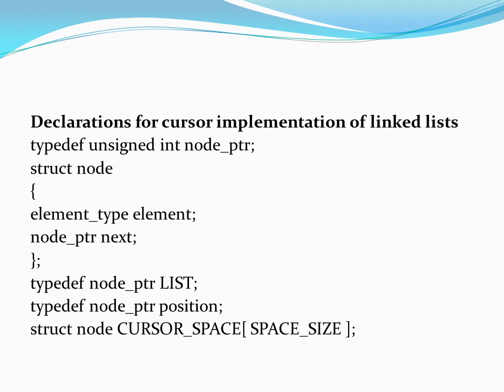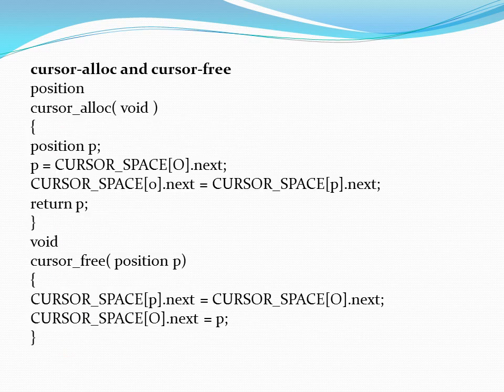Next, implementation part. First is declaration for cursor implementation of a linked list. Here creating a node, element type element, pointer next. Then creating a list position. Here we are creating array, cursor space of space size. Creating array of nodes. Next, cursor allocation and cursor free.